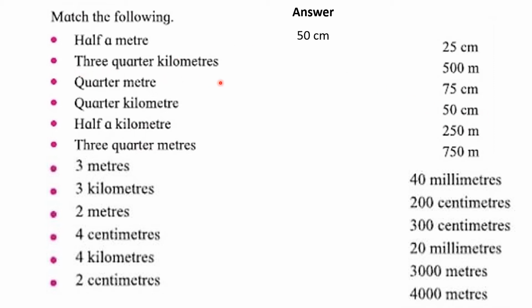3/4 kilometers. 1 kilometer is equal to 1000 meter. So, half of 1 kilometer will be 500 meter, but here it is asked 3/4. So, half of half plus half, that is 3/4. So 3/4 kilometer is 750 meters.